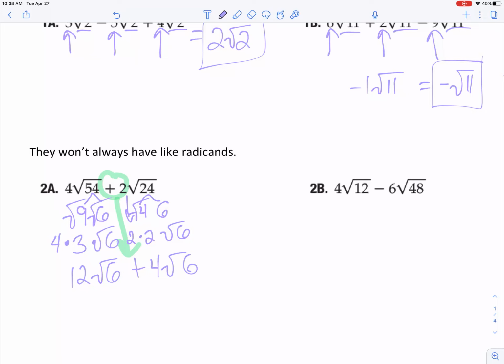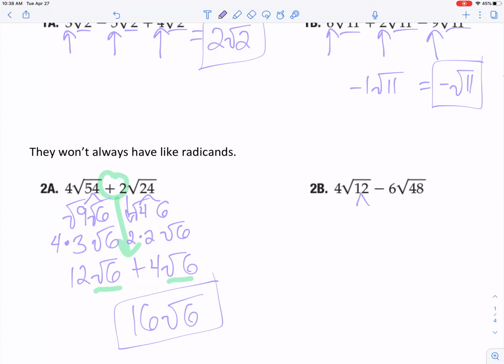Whoa. Wait a minute. Now you have like terms. Now you can combine them. 12 plus 4 is 16. Root 6. Okay?